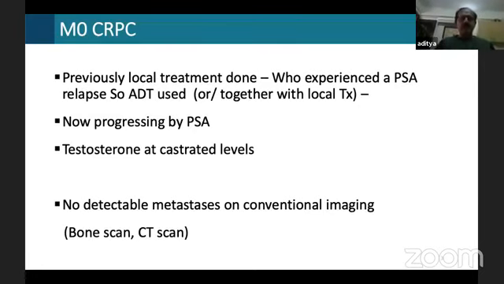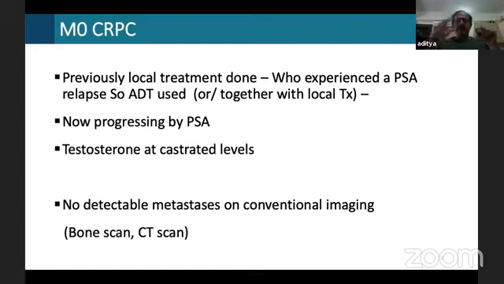So M0 CRPC is actually an artificial kind of a clinical scenario. So here is a patient of cancer prostate. Previously, he has been treated already. And then when he was relapsed, that time some ADT has been used. So what have we done? Patient has had some local therapy, either radiation or radical prostatectomy. When PSA started progressing, that time some ADT was already added. And you may have confirmed that the testosterone is at castrate level.